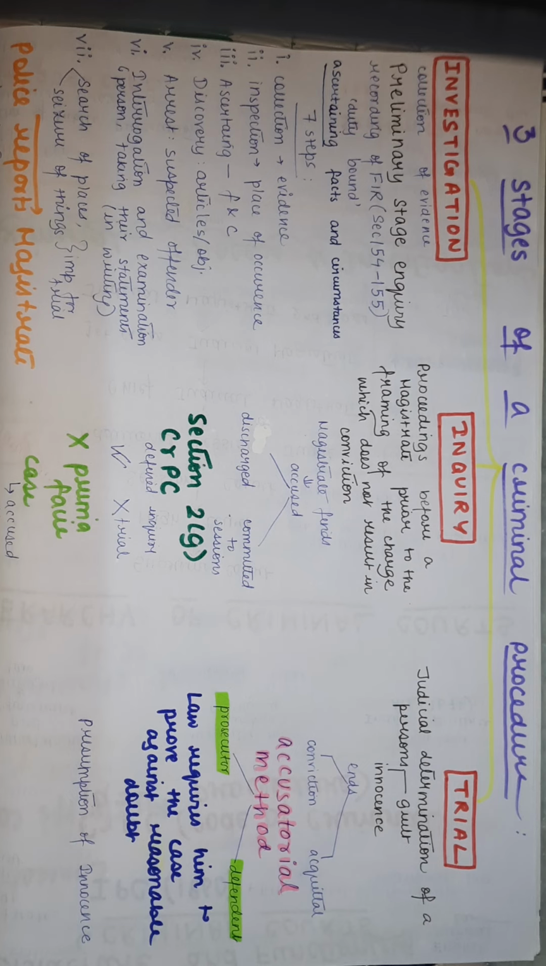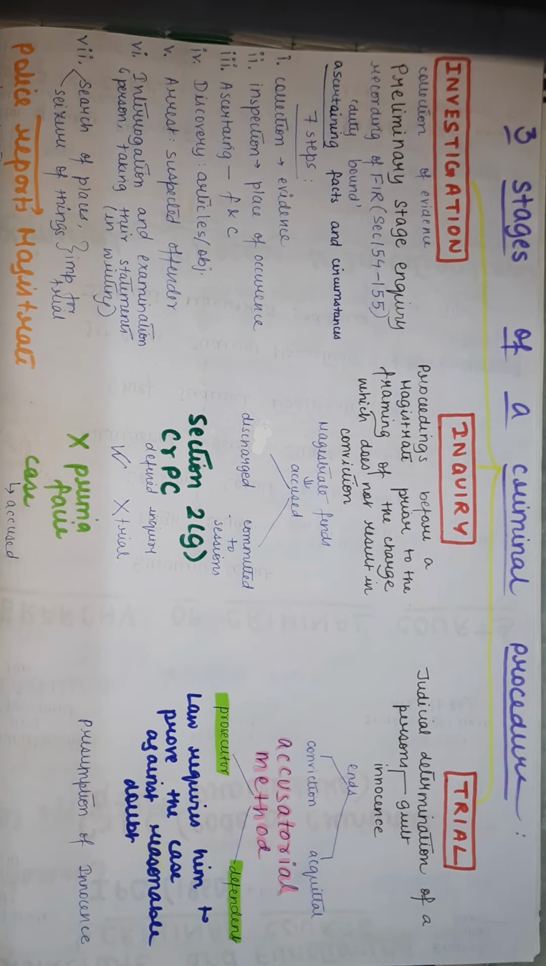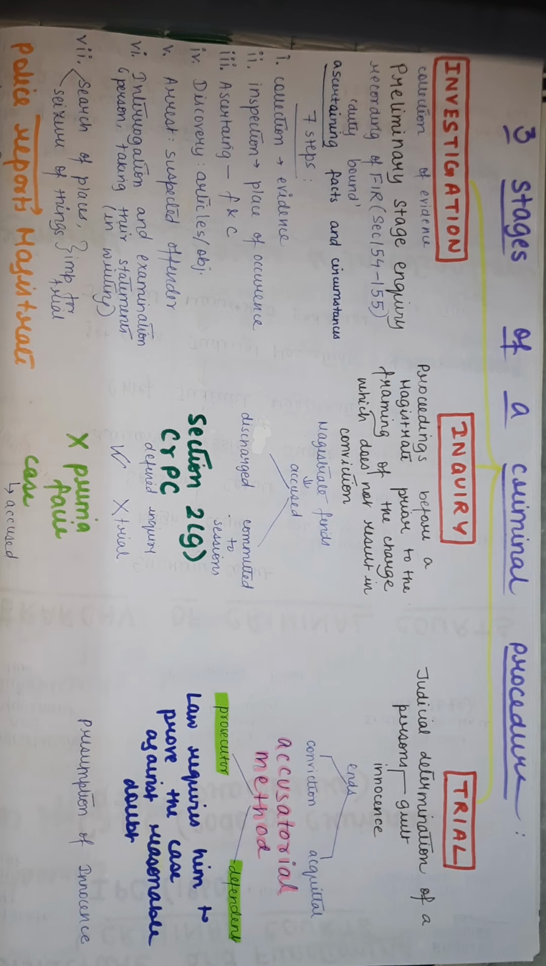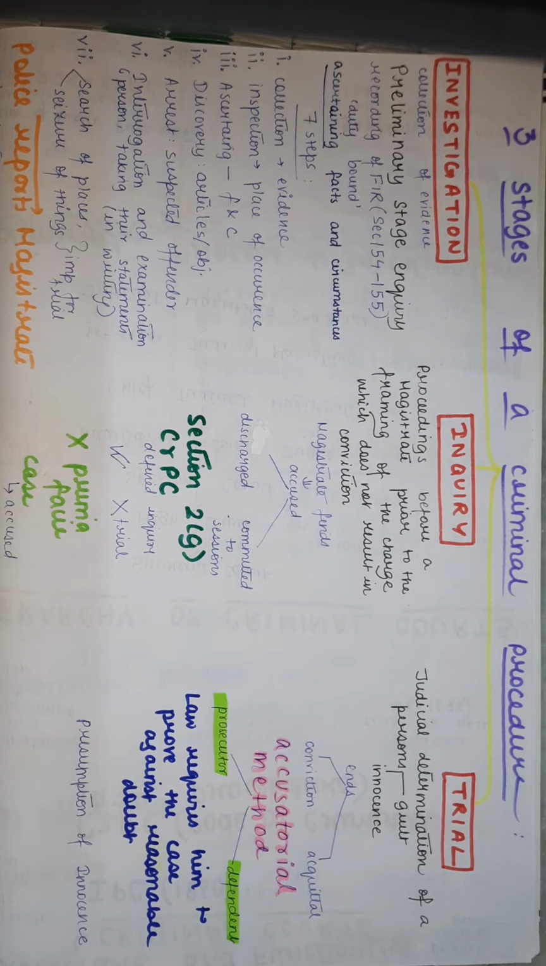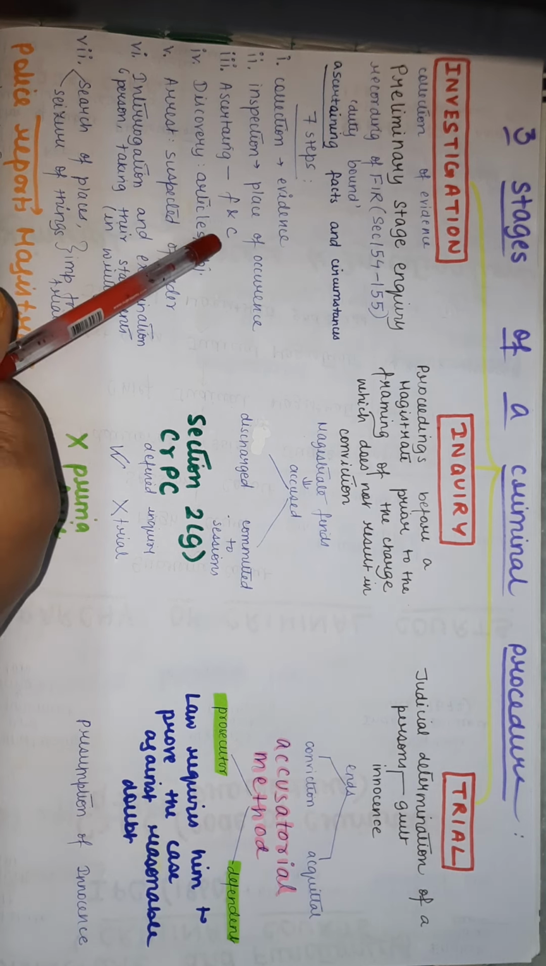And there are 7 steps of this investigation, which primarily consists of ascertaining facts and circumstances. First step is the collection of evidence. Various evidences related to the offense are collected by the police. Second point is that the police inspects the place of occurrence of the crime. The police inspects that area. Third step, ascertaining facts and circumstances. F and C are written as shortcut for facts and circumstances.